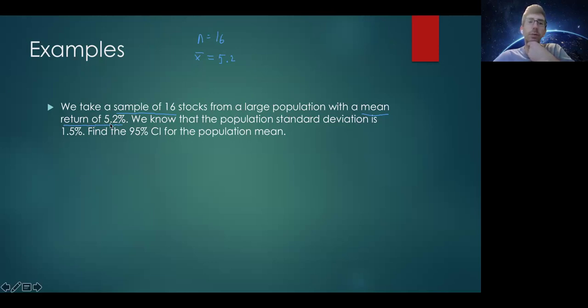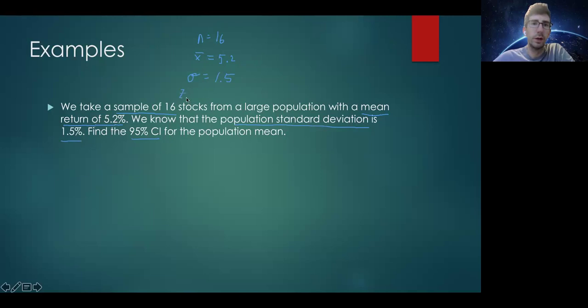That would have been a categorical variable if we were told 5.2% of our stocks from the sample of 16 returned a profit. Then that would be more of a categorical variable. And then we are told the population standard deviation is 1.5%. So this is 1.5. So we can basically just use all of this. We're also asked for a 95% confidence interval.